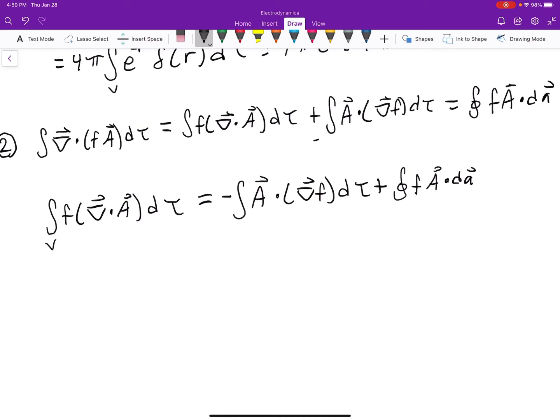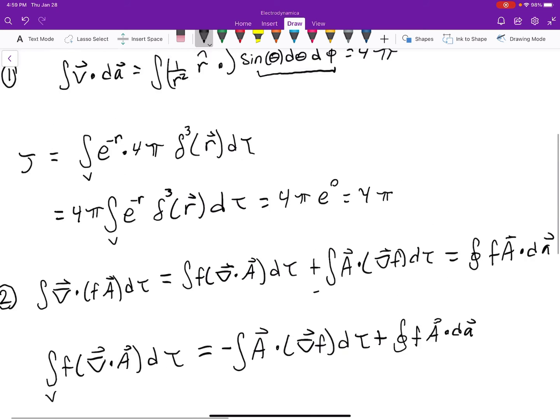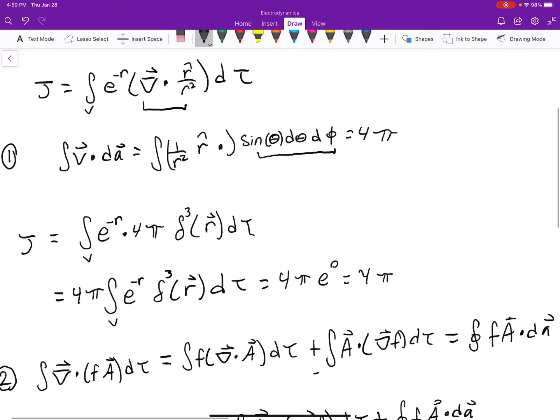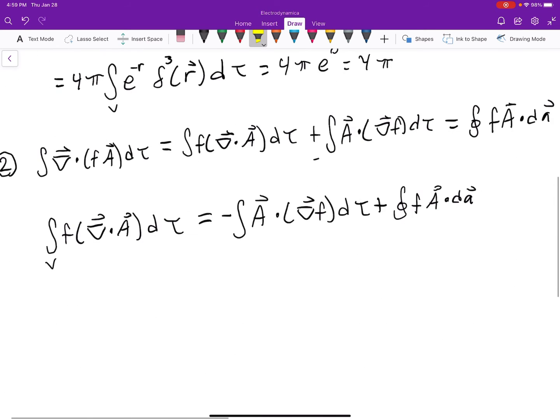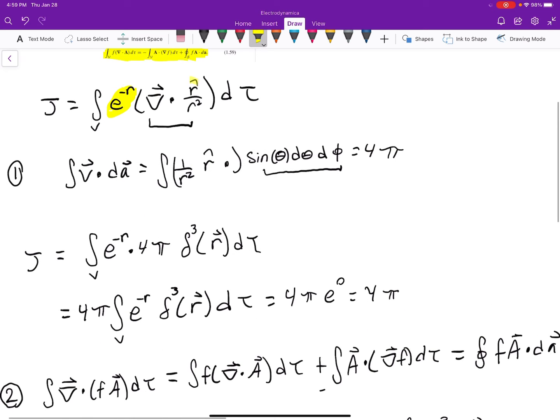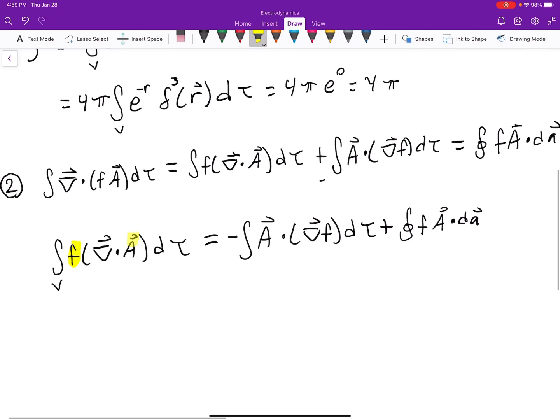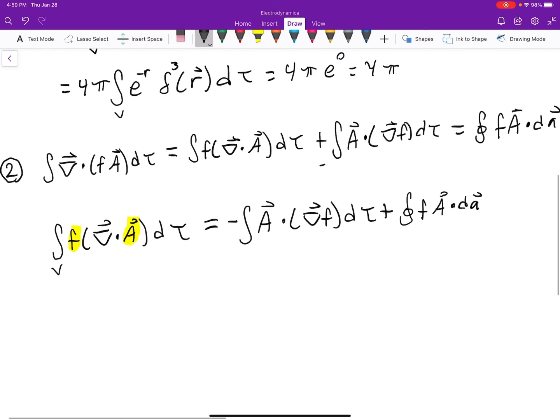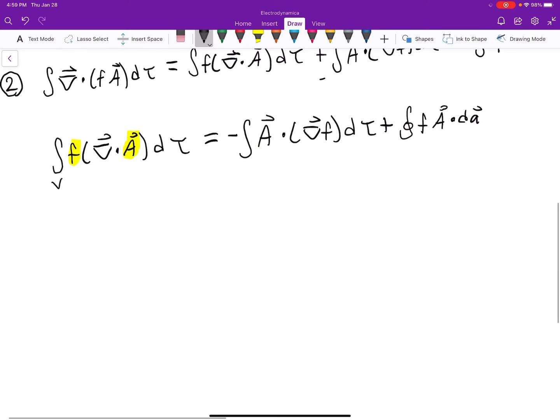Now we can kind of see what we have here and compare this to what we have, right? Well, E is kind of like our F, right? And A is kind of like our R hat over R squared, right? So it's the same idea. It's set up that way. So I'm just going to plug in what we have, what we know, into our F and our A.